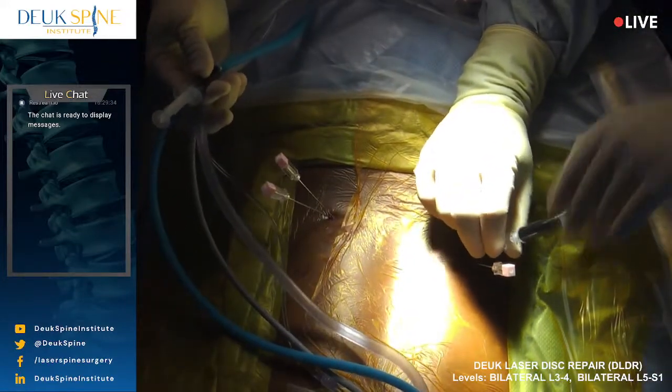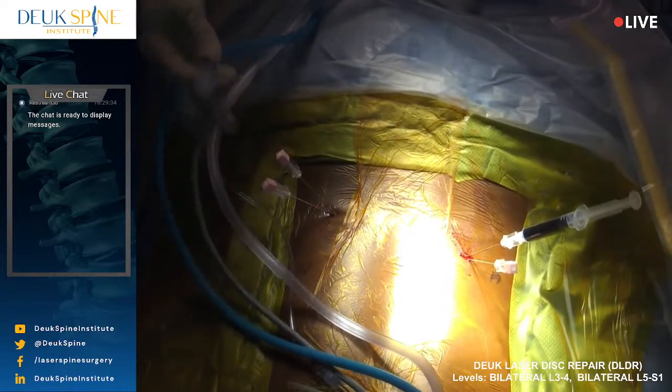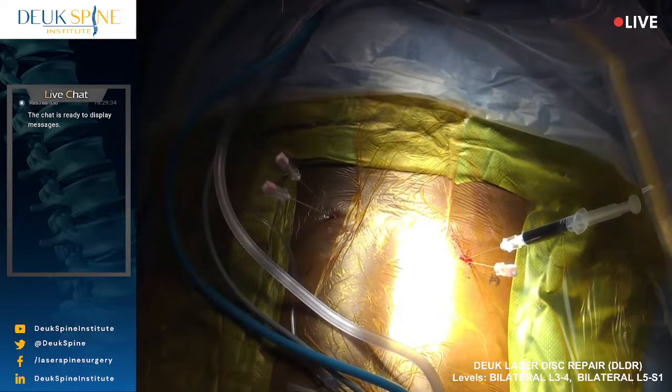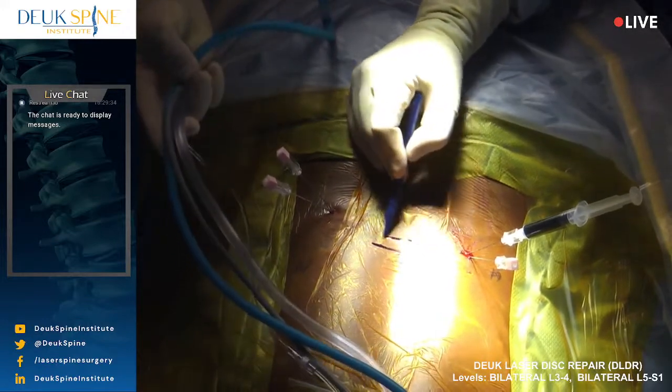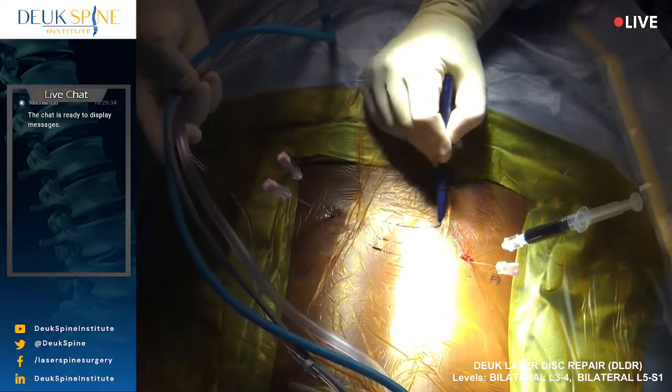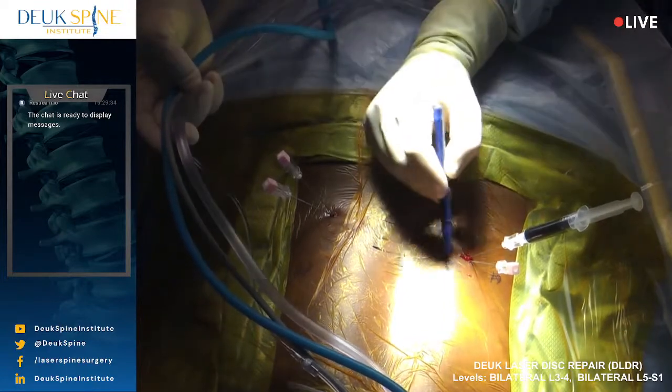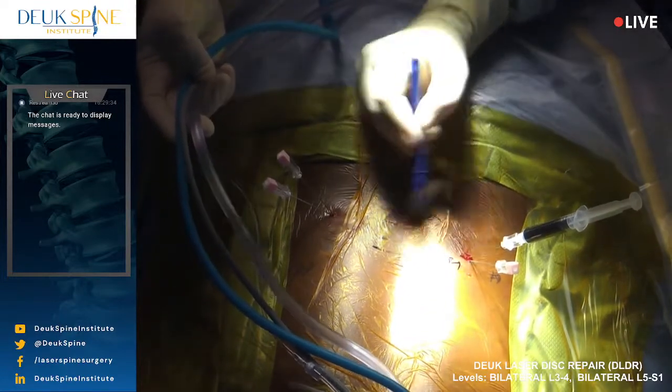And you said you had back pain for how long? 9 years. Are you looking forward to getting rid of your back pain? All right. Well, we have two discs. This is L3-4 and L4-5.